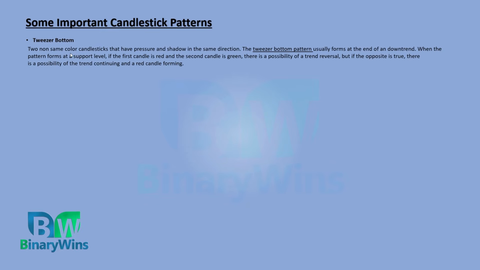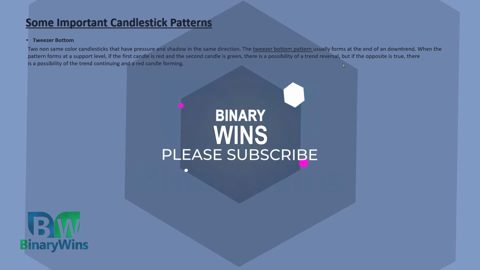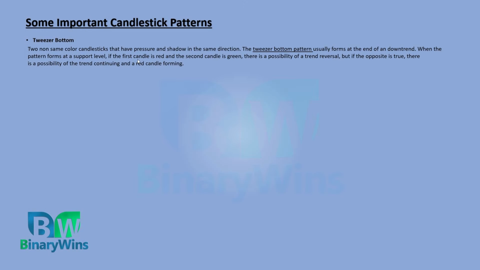Okay? But the tweezer bottom pattern is formed at the end of a downtrend and is support when two candles of different colors that have pressure and shadow from the same direction form on the level at the end of a downtrend. It is called a tweezer bottom pattern. In this pattern, if the first candle is red and the second candle is green, there is a possibility of a trend reversal. But if it is the opposite, there is a possibility of a trend continuation.